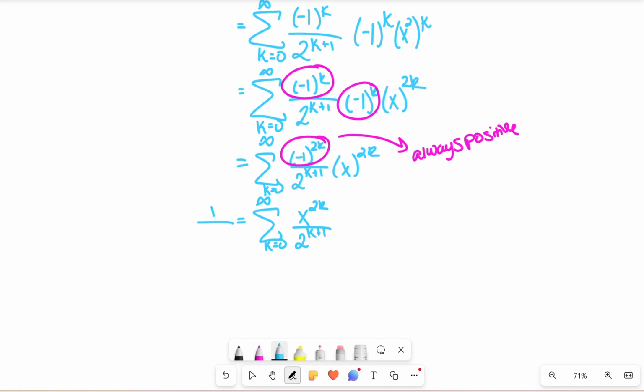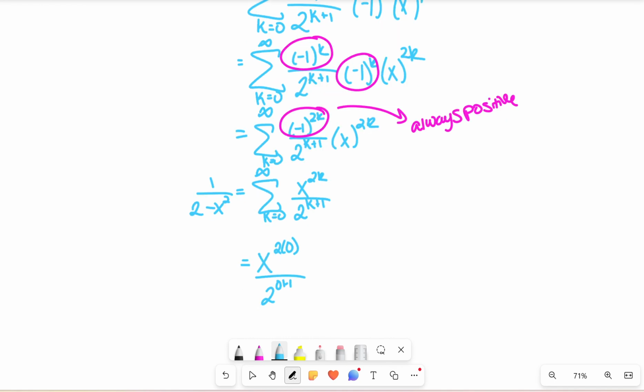So again, this is representing 1 over 2 minus x squared. If I were to multiply or add all these terms together, that would give me the polynomial approximation. Now if we go back to the original problem, it says write down the terms of the series up to x to the 6. So we're going to see what this looks like written in polynomial format. If I plug in k equals 0, that's where I'm supposed to start, I'm going to have x to the 2 times 0 over 2 to the 0 plus 1.